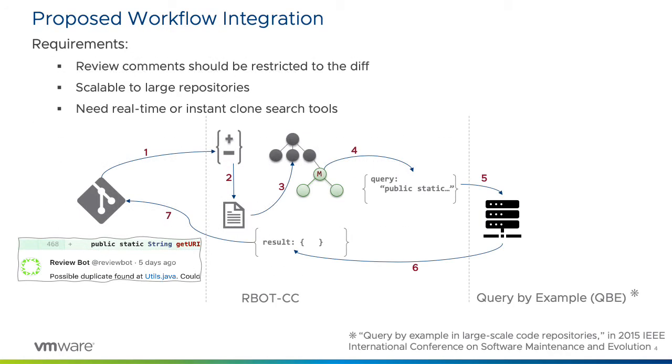In our proposal, we use an instant clone detector called QBE. Output CC, shown in this diagram, is a program that generates automatic code review from the output of the clone detection tool. It fetches the diff from the Git repository, generates a source file and the corresponding AST, then detects modified methods, queries the QBE server for similar code fragments, and generates code review comments from the query result.